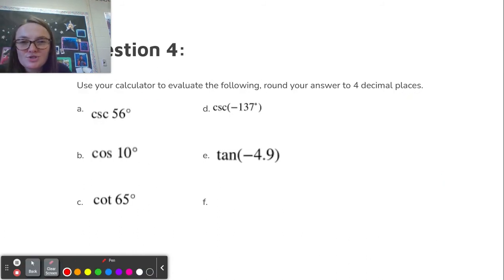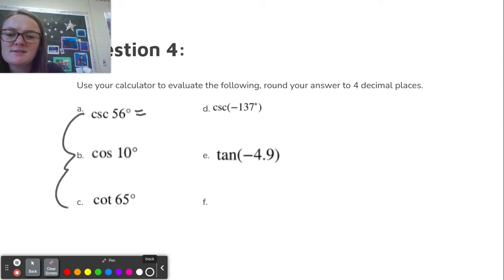All right, the next question, use your calculator to evaluate the following. I'm just going to tell you what you're going to put in your calculator because I cannot put a calculator on the screen currently. To find this, number 1, all of these, so A, B, C, D, you need to be in degree mode. So make sure your calculator is in degree mode.